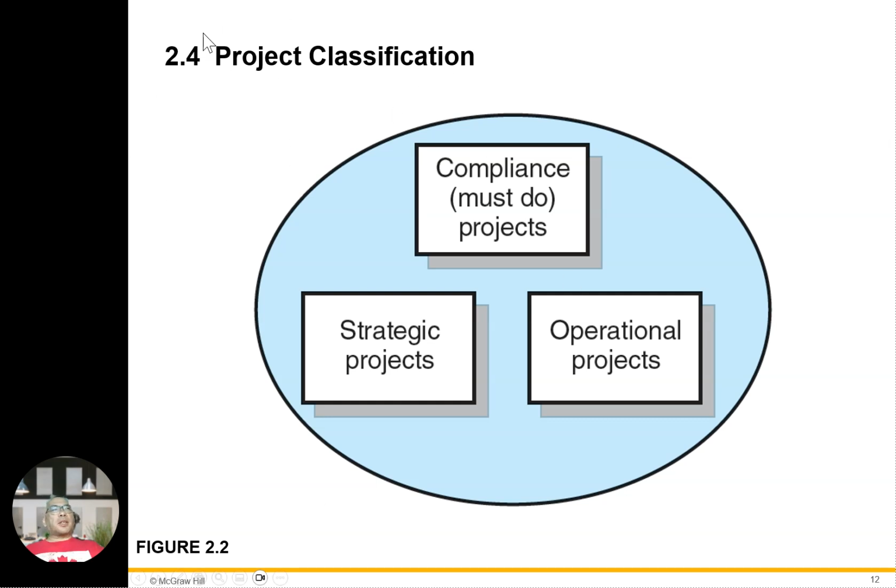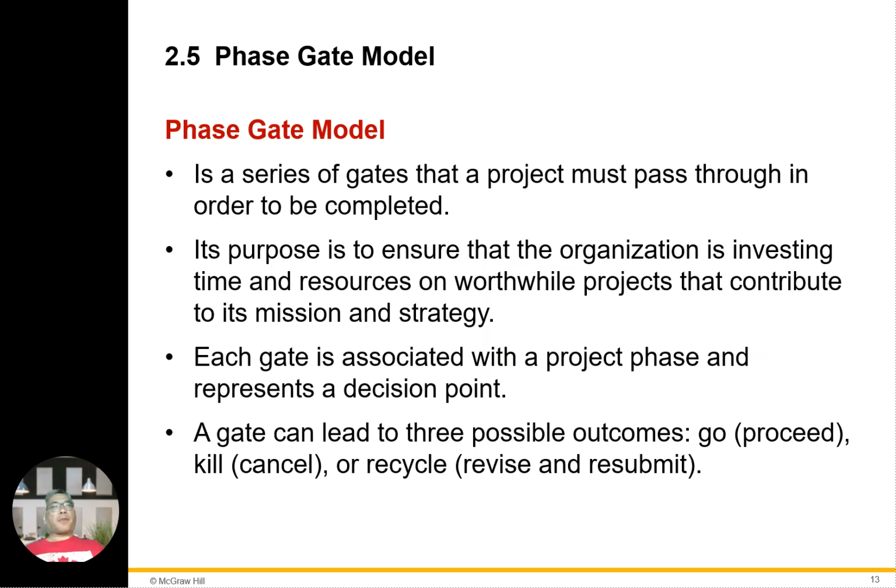Project classification, number 4. Okay, compliance, must do in terms of project. It has to be a strategic project, must be an operational project as well. Okay, number 5. Phase gate model. What is a phase gate model? It's a series of gates that a project must pass through in order to be completed.